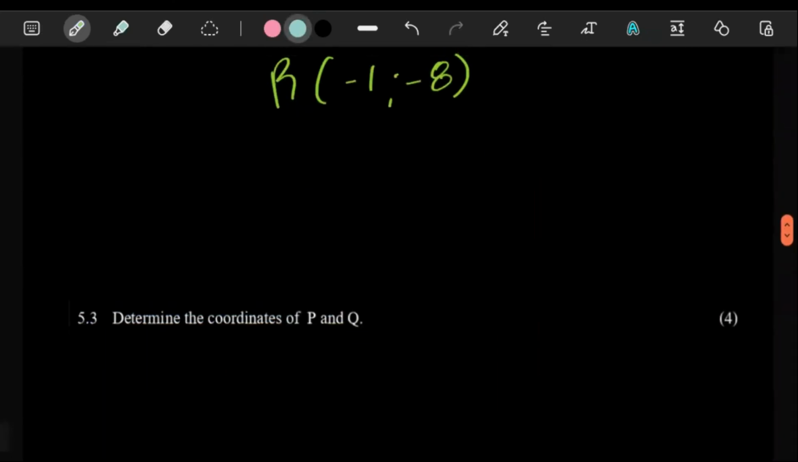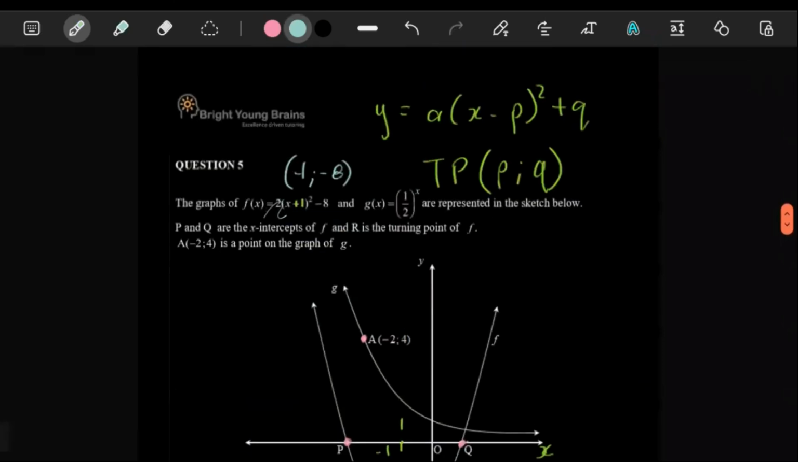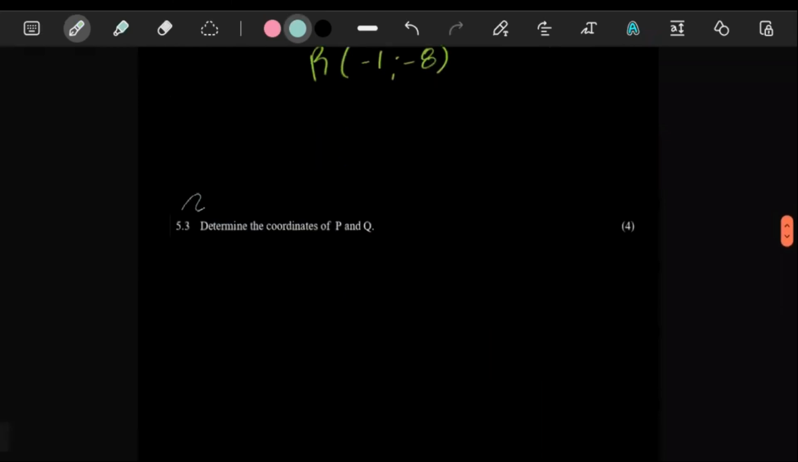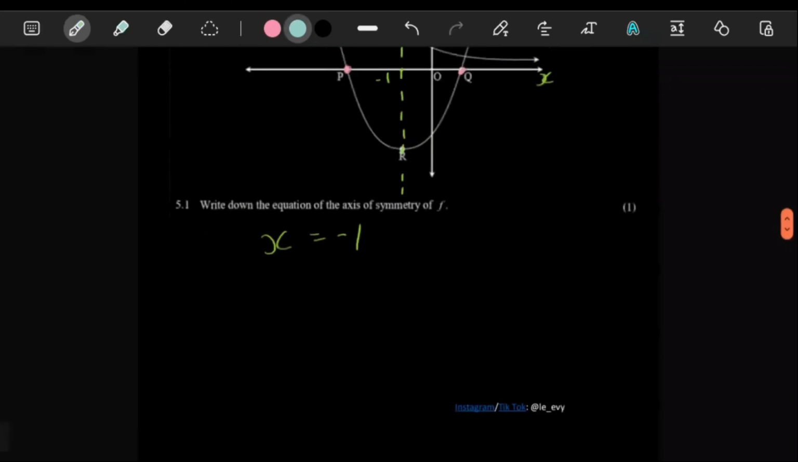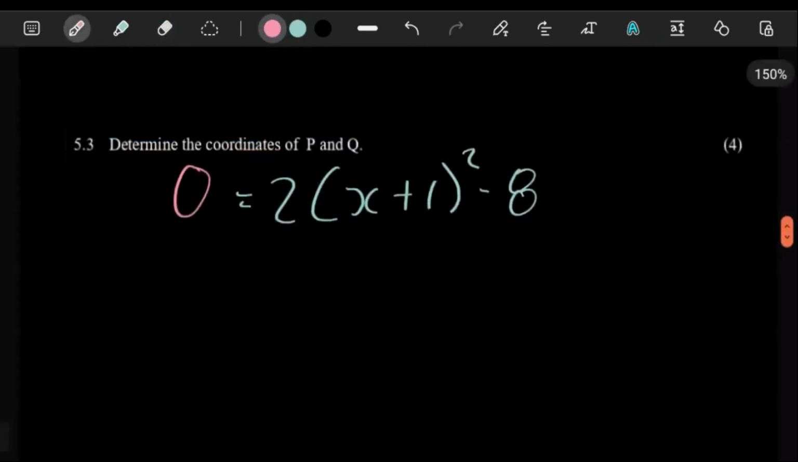They want us to now get the coordinates of P and Q. P and Q are the x-intercepts of our graph of f. So remember, for you to get the x-intercept, you have to make y 0. So this is our equation of our graph, right? f of x is equal to 2(x plus 1) squared minus 8. So we have to make this equation equal to 0 because we're trying to solve for the x-intercept. To end up with 2 answers, you have to be careful when it comes to getting rid of this square.